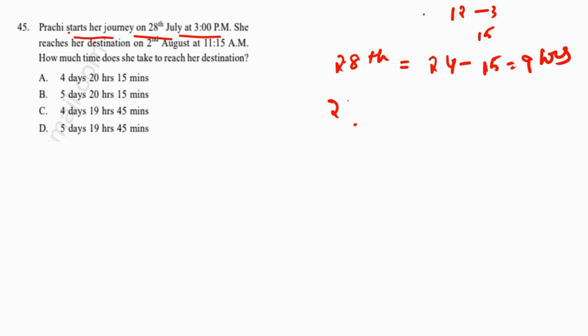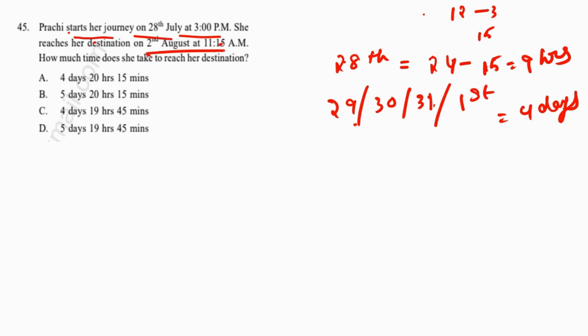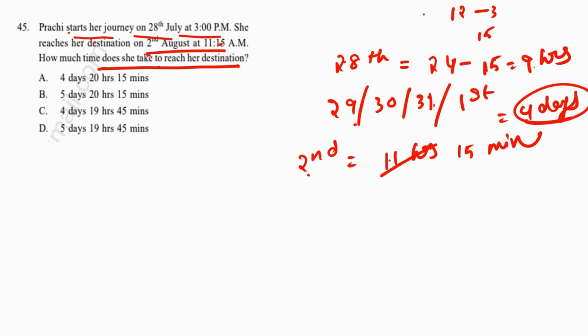Then 29th, 30th. Since it's the month of July, there is 31st as well and 1st of August. 4 days complete. Again on 2nd August, she is reaching at 11:15. So that's 11 hours, 15 minutes for the day. So what is the total time taken to reach her destination? 4 days, 11 plus 9, 20 hours and 15 minutes. 4 days, 20 hours and 15 minutes. Option A is the answer.